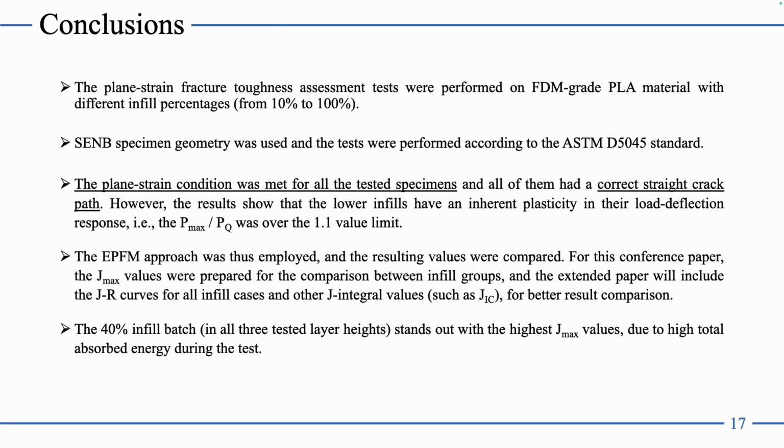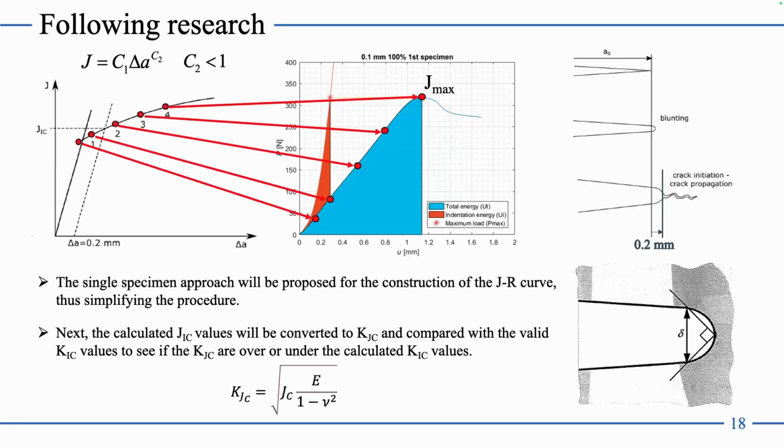Just to conclude, we've seen that there is some inherent plasticity at 40% onward. If you look at the lower infill, from 40 to 10%, there's some inherent plasticity, and K1C is not reliable for result interpretation. So we used the J integral from the data we already have. We calculated the J max, and the following will be the JR curve, and finally establishing the J1C.